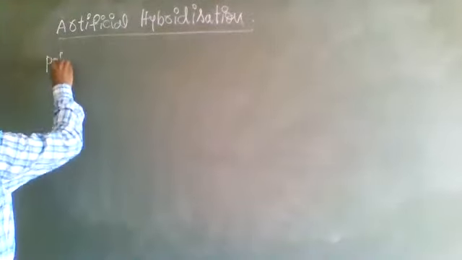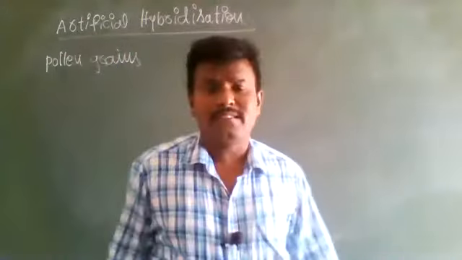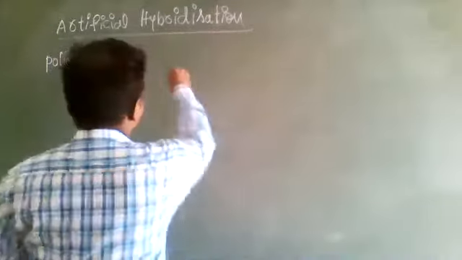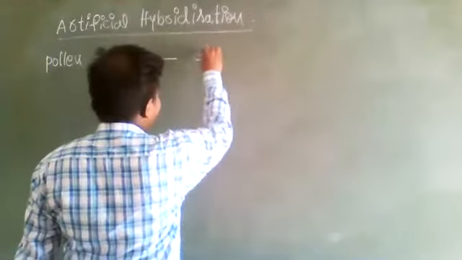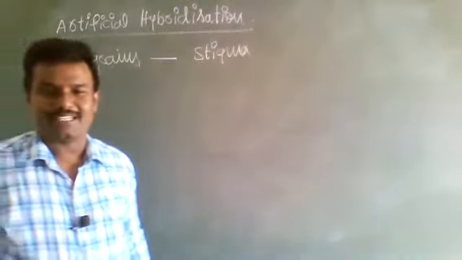In this one, the pollen grains, in this technique, pollen grains from a desired plant are collected and placed on the desired plant's stigma. That is called artificial hybridization.